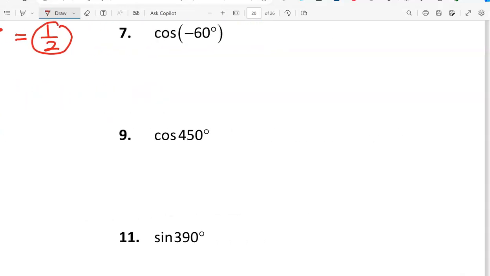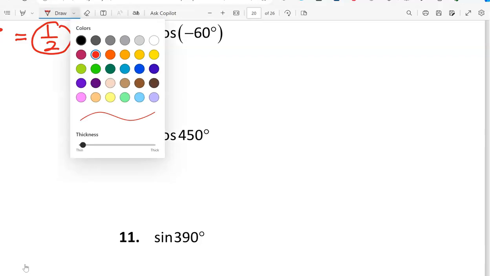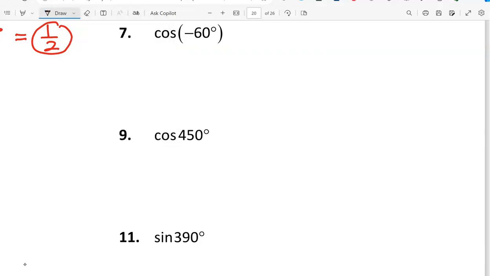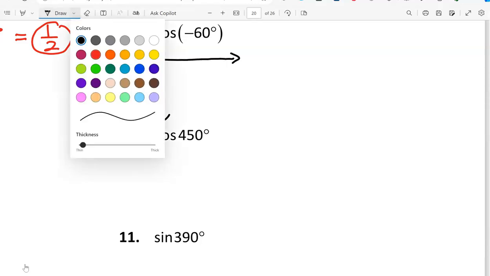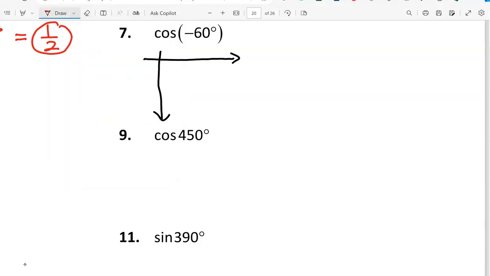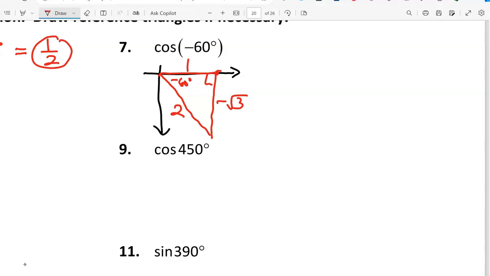For number 7, we're asked to find the cosine of negative 60. Rather than find a coterminal angle, it would probably be easier just to draw a negative 60 degree angle. So for negative 60 degrees, we're rotating in a clockwise direction. If I rotate negative 60 degrees, then we have a 30, 60, 90 triangle. Adjacent is 1, opposite is negative square root of 3, and hypotenuse is 2. And so the cosine of negative 60 degrees is equal to adjacent over hypotenuse, or 1/2.